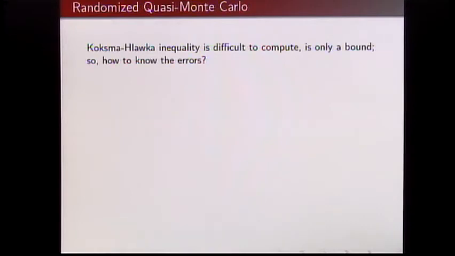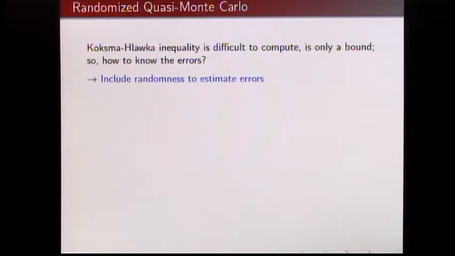So, continuing on, this inequality, the Koksma-Hlawka inequality, is difficult to compute. It's also a bound. So normally, how do we know the error bounds? Okay? So with Monte Carlo, you can write statistical estimators, confidence intervals, and whatnot, right? You can use statistical theory. For this one, we just have this bound, which involves the star discrepancy. Can you calculate it? Yeah, it's not that easy. Total variation, sometimes yes, but it's difficult as well.